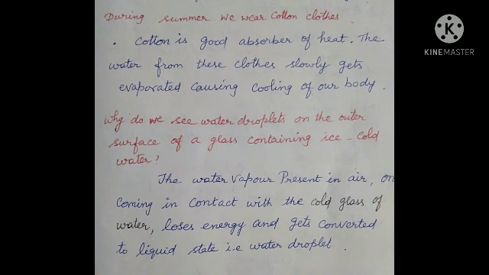Why do we see water droplets on the outer surface of a glass containing ice cold water? The water vapor present in air on coming in contact with the cold glass of water loses energy and gets converted to liquid state. That's why we can see water droplets on the outer surface of a glass that contains ice cold water.